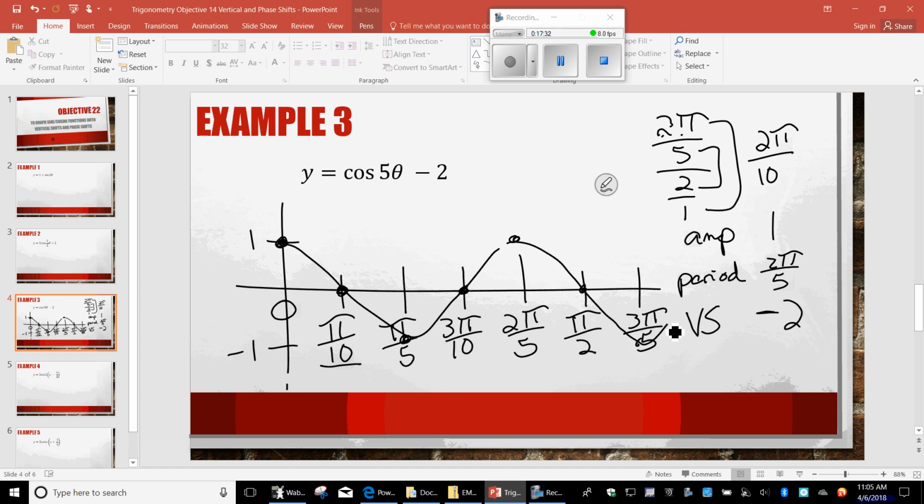Then what we're going to do is shift everything down 2 units, because that's your vertical shift. So this point goes to -1. This is -2. This is going to be -3. This one goes to -2. This one goes to then, and so it's going to go like so. You can check it in your calculator and see.